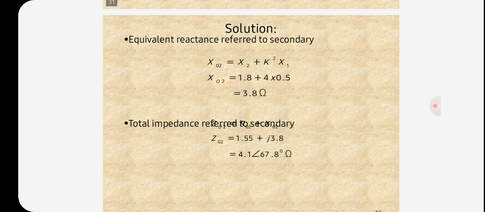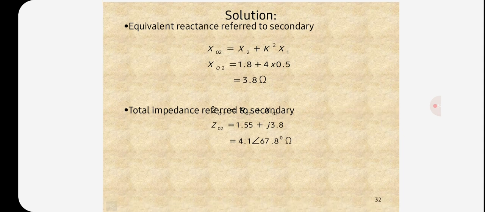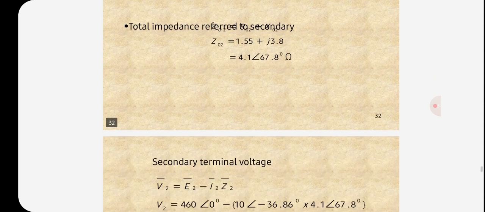And the equivalent reactance referred to secondary, X02, is equal to X2 plus K square X1. X02 is equal to 1.8 plus 4 into 0.5, that is equal to 3.8. These equations we already discussed. The total impedance referred to secondary, Z02, is equal to 1.55 plus j of 3.8. After calculation of this, we will get 4.1 angle of 67.8 degrees ohm.